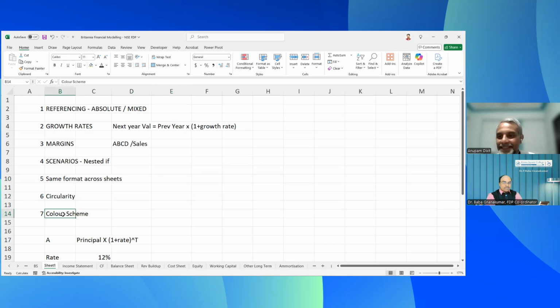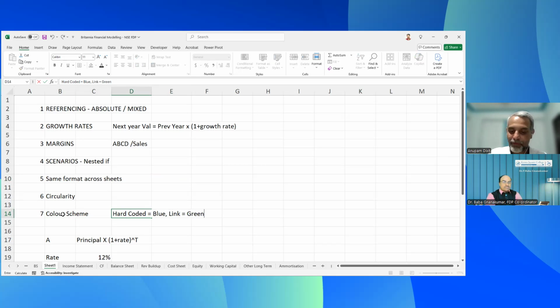There has to be a standard color scheme when we create a financial model. For example, when hard-coded values are inputted, we use a blue color. When there is a link, we use green color. When there are formulas, we use black color, right? So this is the international norm for financial modeling.